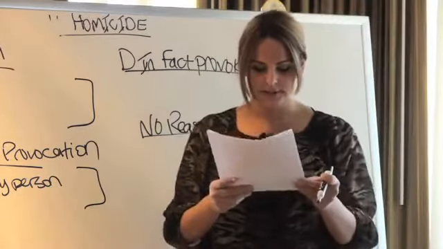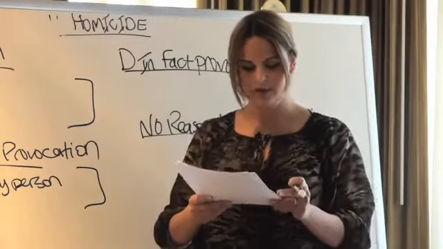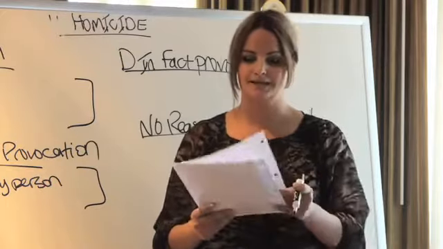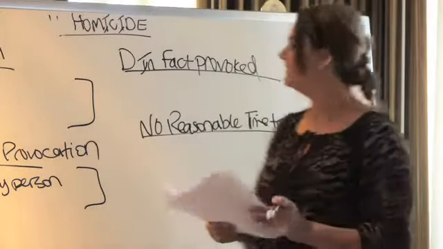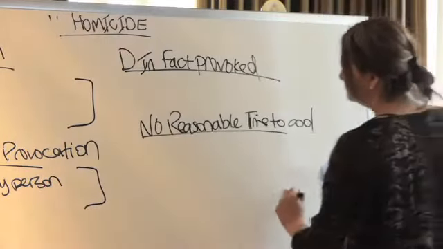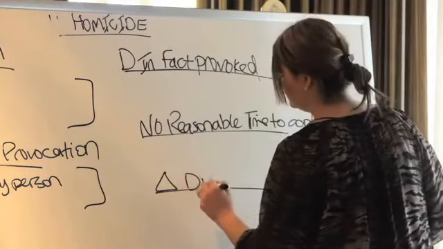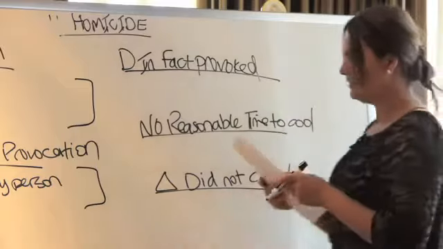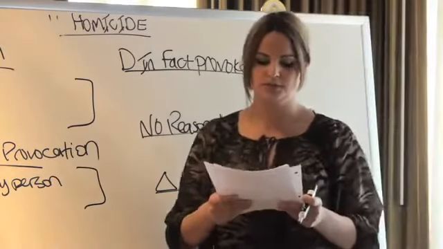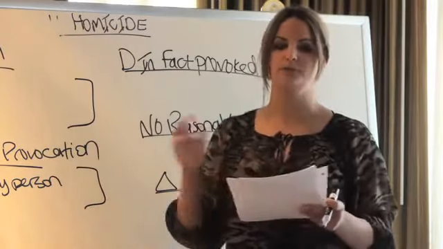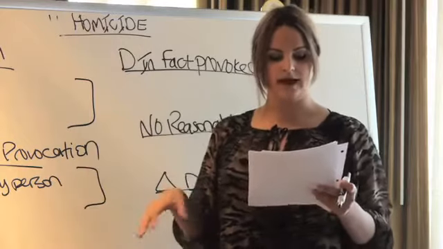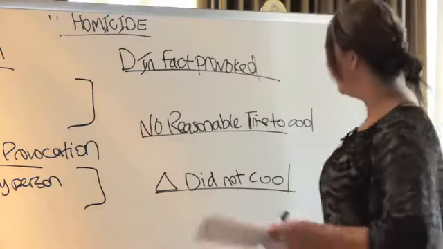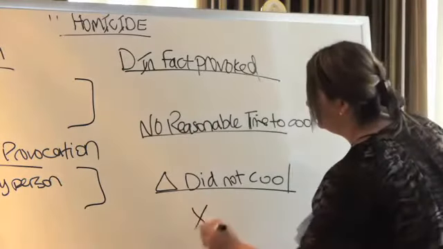There was not sufficient time between the provocation and killing for the passions of a reasonable person to cool. So look at the timing aspect there. Last, the defendant did not cool. This occurs where the defendant, in fact, did not cool off between the provocation and the killing. If the facts show that the defendant cooled down, there is no reduction to manslaughter. This is key as well.